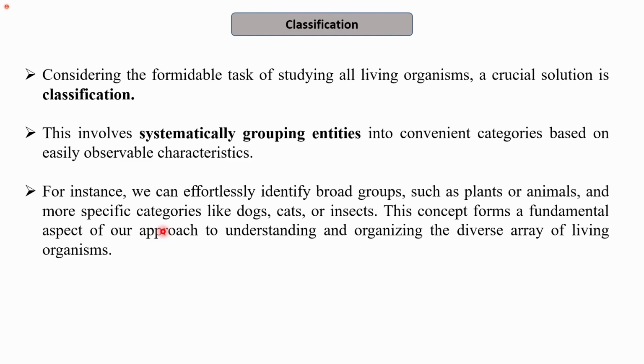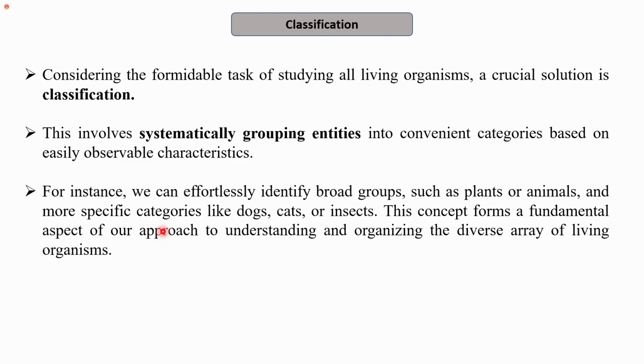It is like, suppose we all are Indians. When I talk about Indians as a whole, we should know that these are the characteristics that are present in all Indians. This is the type of classification that I am talking about in the biological system as well. Classification allows us to systematically group all the entities of the organisms into convenient categories that are based on easily observable characteristics.